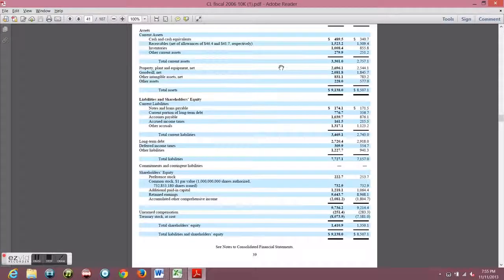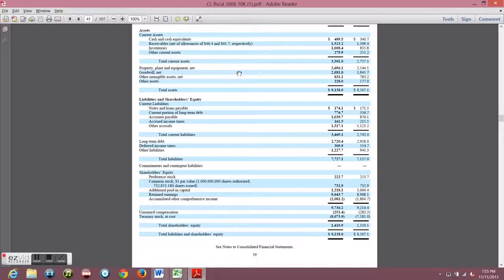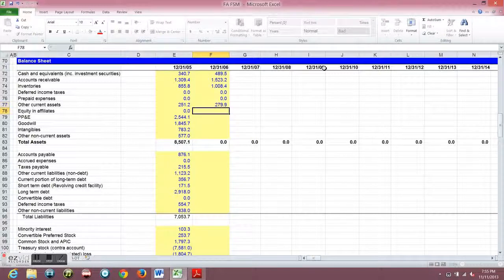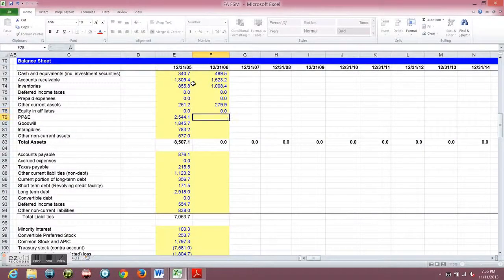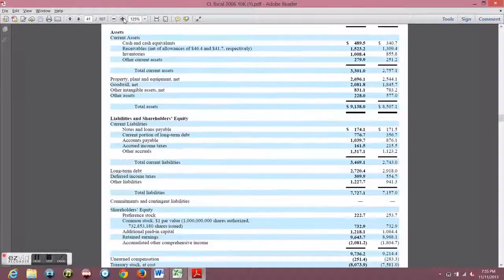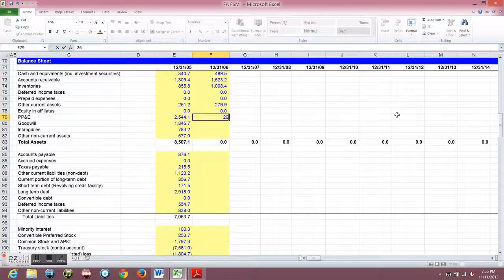Other non-current assets are essentially things we can't put in these categories, so we're just going to make another list out of them. 279.9. PP&E, equity and affiliates, we don't see in our list, so it's going to be 0. Our PP&E, let me just zoom in. I think that's good. Our PP&E is going to be 2696.1. And PP&E is taken as the biggest asset that we have, and this is very normal for all companies. These are your property, plants, and equipment that you buy.